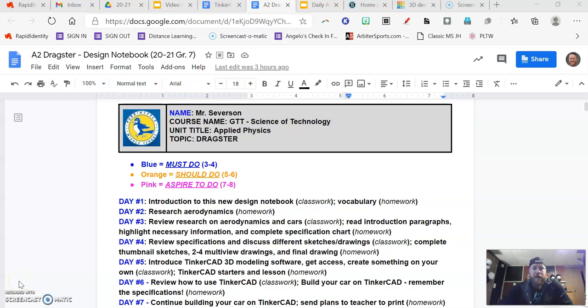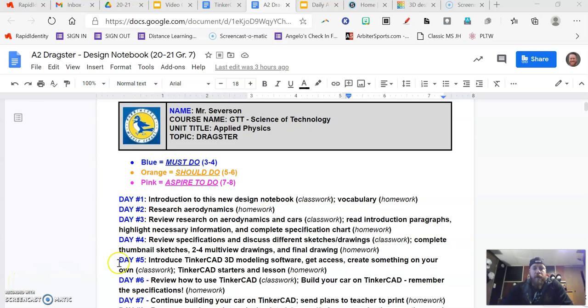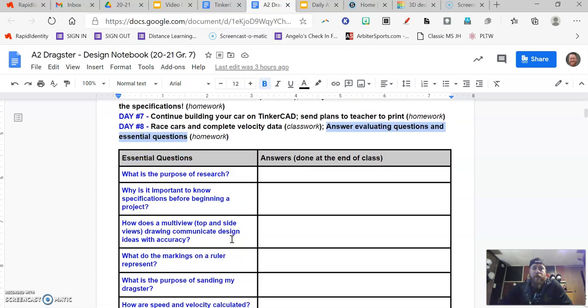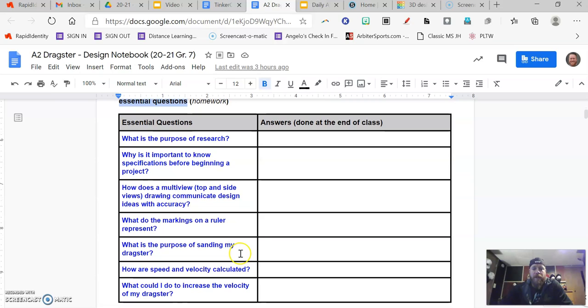All right, we should now have our design notebook open. So once again, today is day number 8. And we are not able to race our cars right now because we are in distance learning. But we are going to complete some velocity data, and then we are going to answer evaluating questions and our essential questions. So as I scroll down here through my design notebook, let's start with our essential questions.